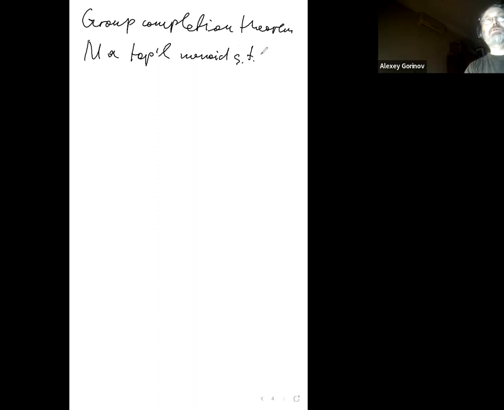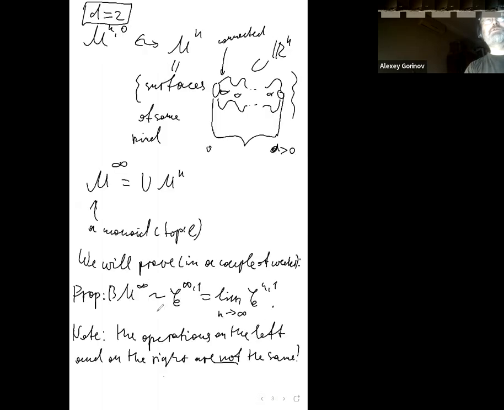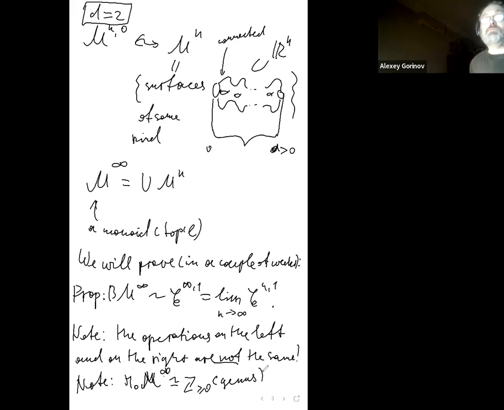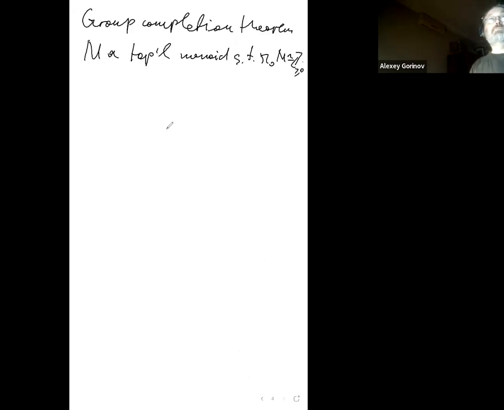Suppose M is a topological monoid such that π_0 of M is isomorphic to Z_≥0, which is the case for M_∞. π_0 of M_∞ is the set of all non-negative integers, and the isomorphism is given by taking the genus. And what else?